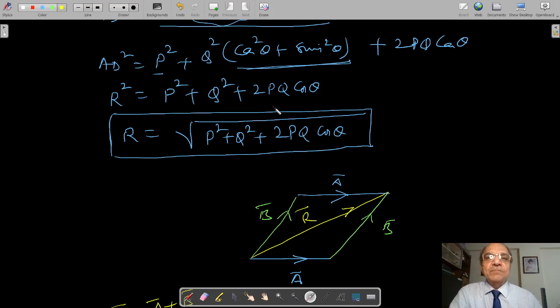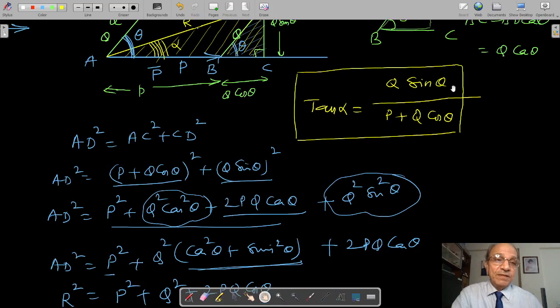If these two vectors are perpendicular to each other, that means theta is 90°, and cos 90 is 0, therefore this term vanishes. Therefore R square will be p square plus q square, right angle triangle. So depending upon the angle, the magnitude of R will go on changing, as well as the direction of R will also change, because direction also depends upon the angle.